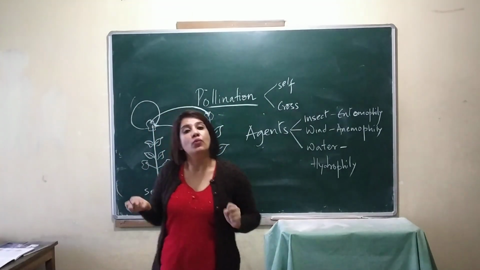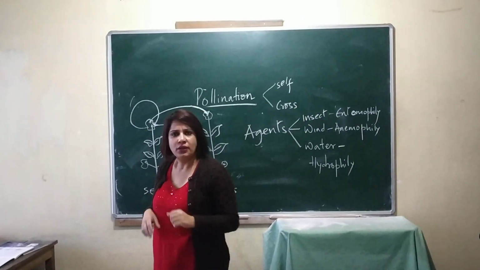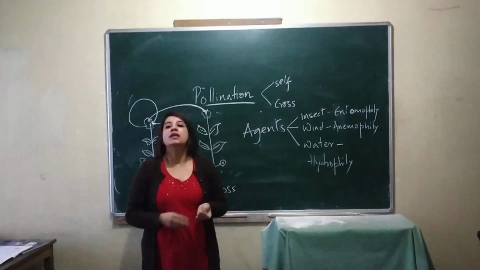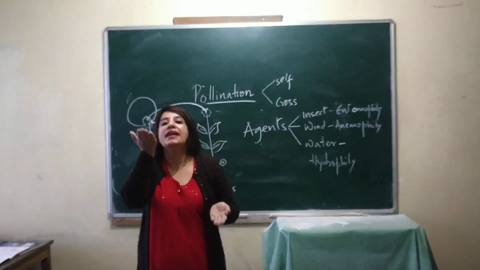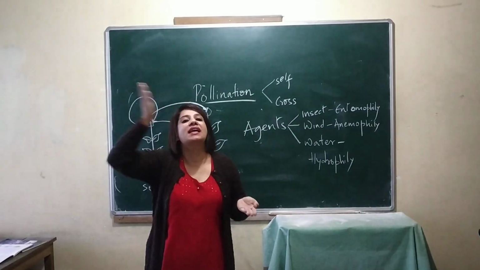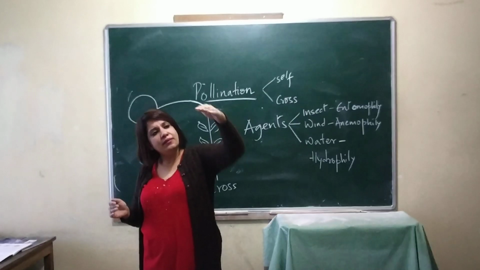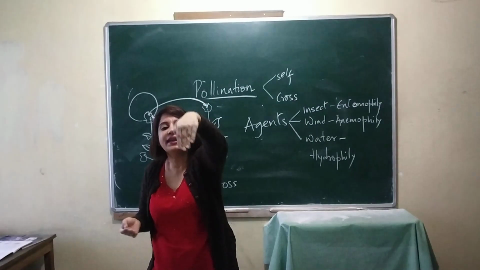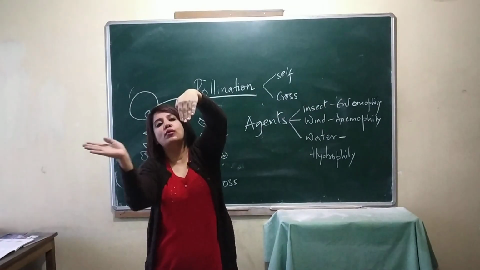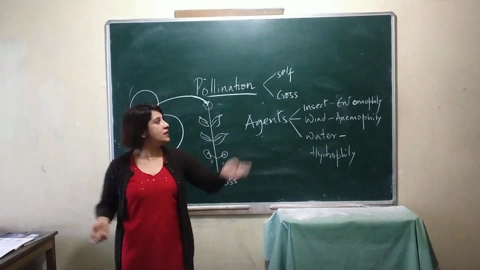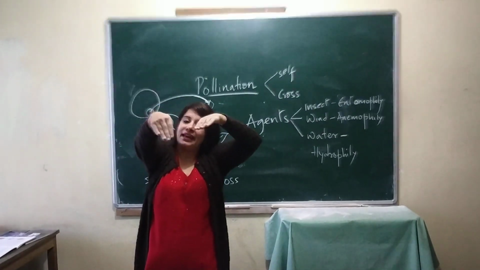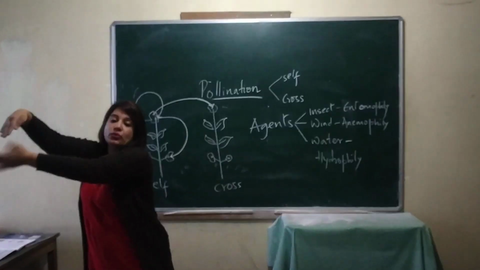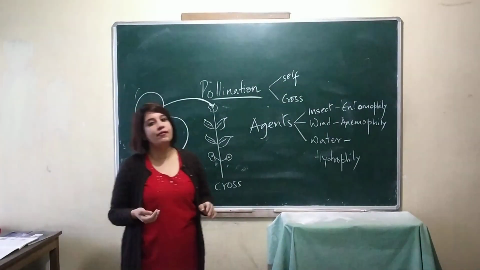Obviously, to attract wind, the flower need not be large. It need not produce nectar, it need not be colorful, but the pollen grains should be dry and light so that the wind can blow them off. And then the anther should be hanging out so that when the wind blows, it can easily blow the pollen grains. And obviously, the stigma should also be hanging out. So when the wind is blowing, it will carry the pollen from the anther of one flower and drop it on the stigma of another flower.